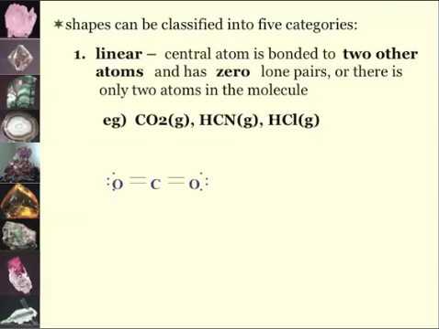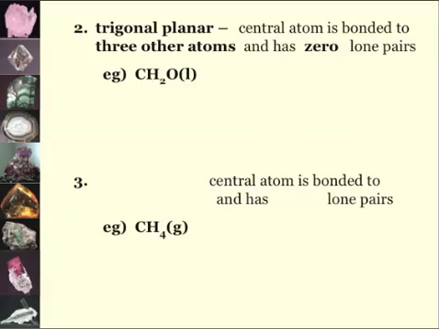So here we have carbon dioxide, okay, we have our other ones here, and you can just see that these are going to be very linear around the central molecule, okay? So these form linear shapes. We have a trigonal planar where the central atom is bonded to 3 other atoms and has 0 lone pairs. So here's an example too.